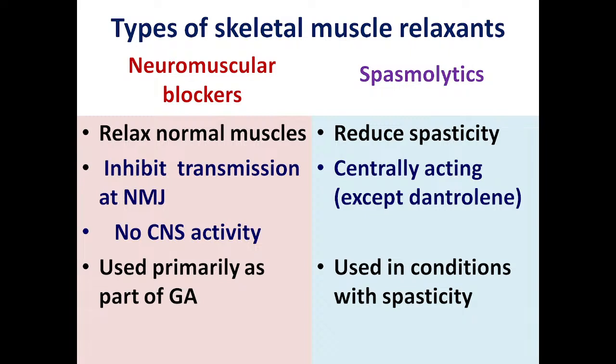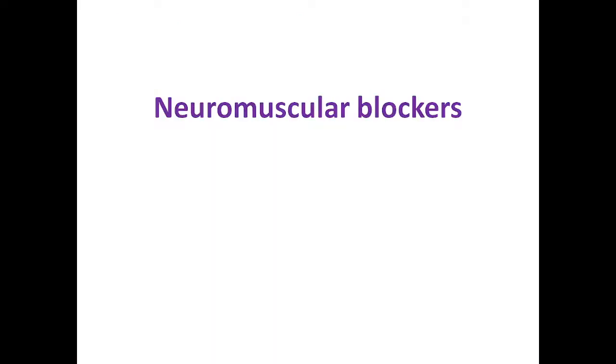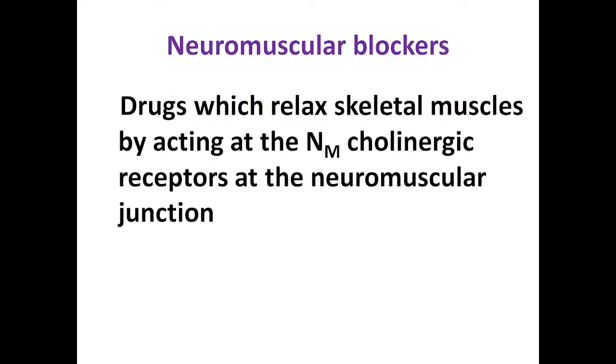Can anybody tell where dantrolene acts? Or what is dantrolene? Have you heard of dantrolene in physiology? No, okay, no problem, we'll be discussing that. The spasmolytics are used in conditions of spasticity. We are first going to discuss the neuromuscular blockers today, and next class, I think tomorrow afternoon, we'll be discussing the other drugs, that is the spasmolytics.